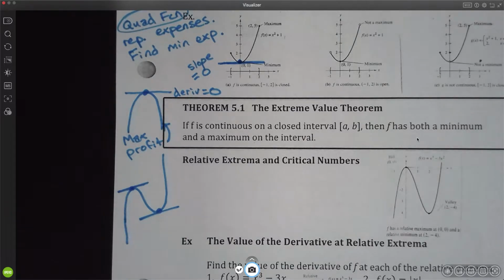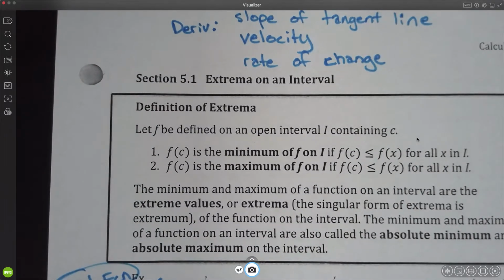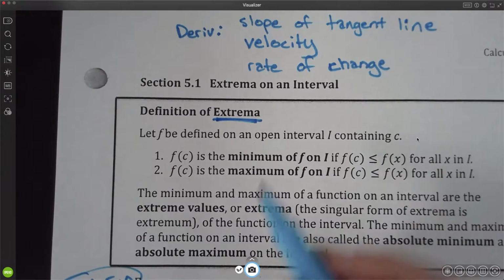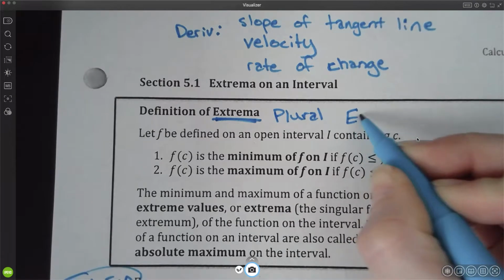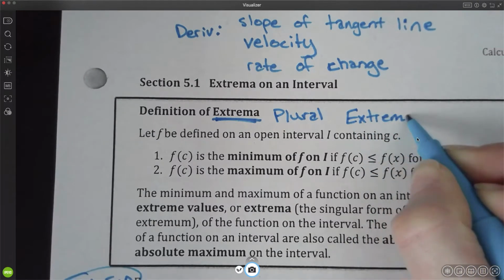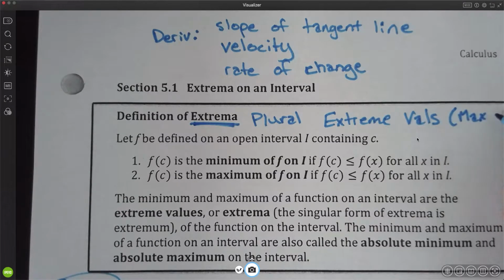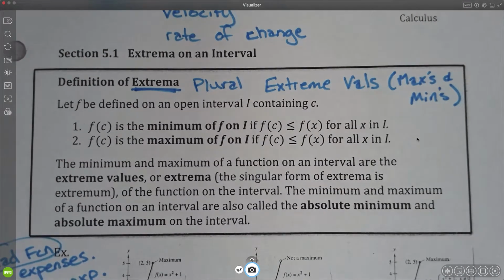So the definition up here at the top: we're going to start talking about extrema, as they call them, and extrema is just the plural of extreme values, which are maxes and mins. So when it asks for extrema, it's just saying find where the maximum and minimums are located, right?